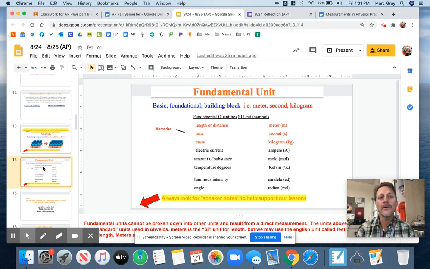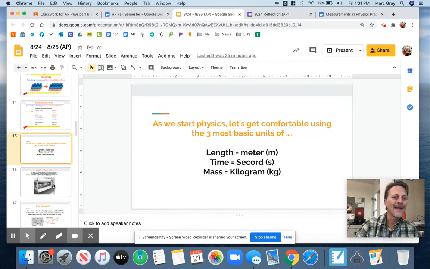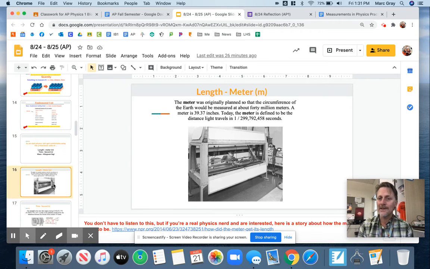And that standard unit for length is called a meter. For time, we call that one the second. And for mass, we call that the kilogram. As we start physics, I want you to memorize those three right there. Length, time, and mass are in meter, second, and kilogram. So memorize those.